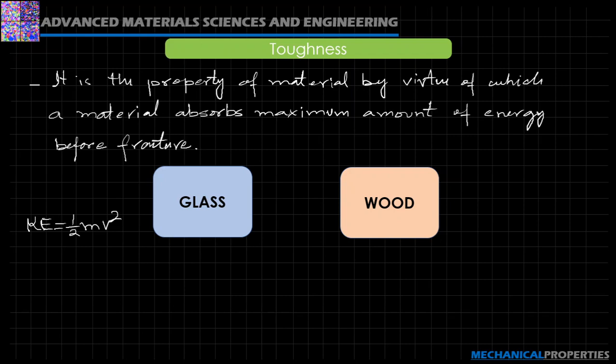Or in other words, wood can absorb more energy and the glass cannot absorb more energy. So we can say the toughness of glass is less than the toughness of wood.